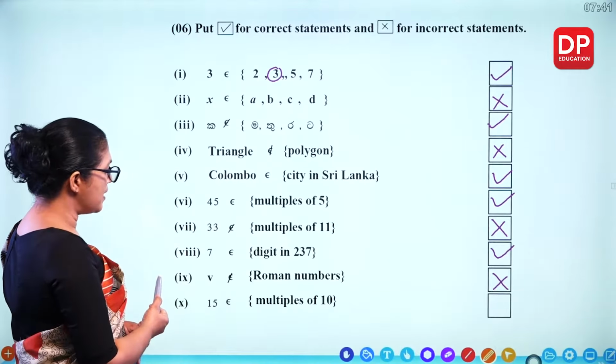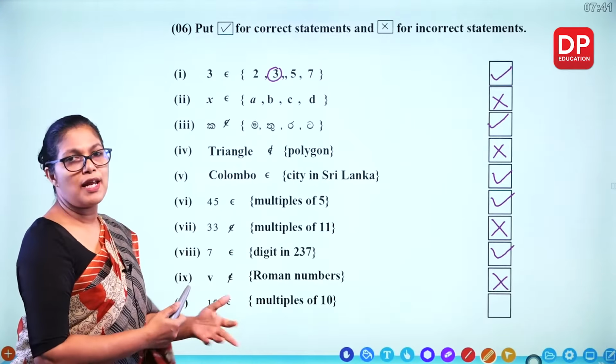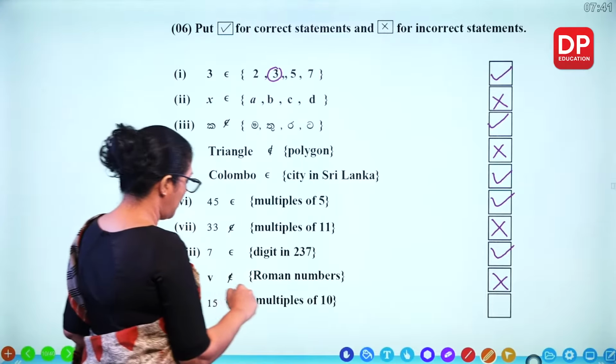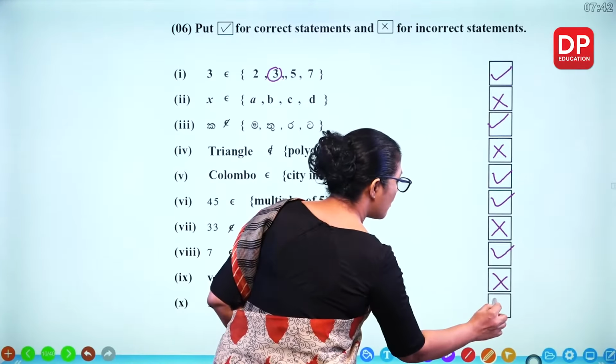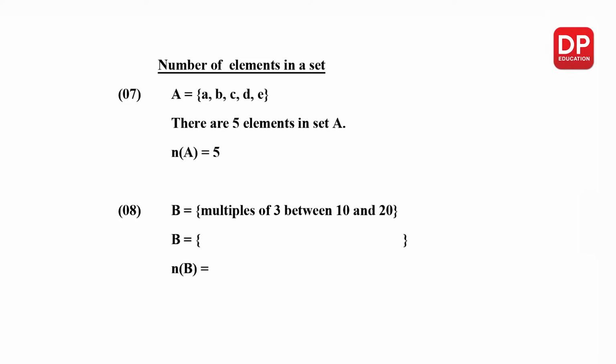15 is an element. Multiples of 10 means 10, 20, 30 like that. 15 is not an element. So that's wrong.